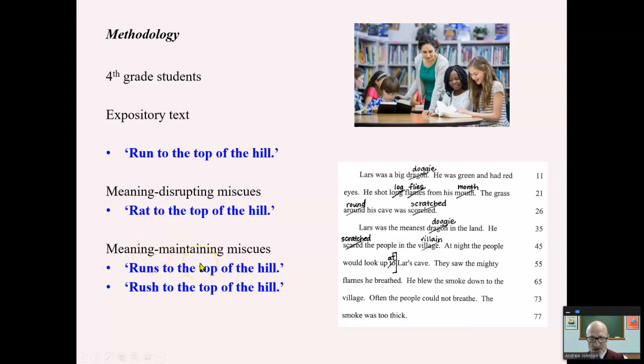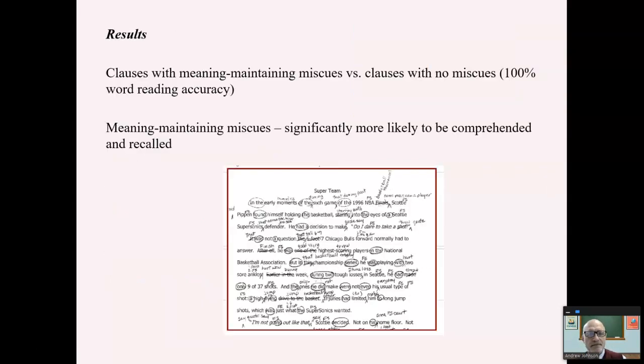Meaning maintaining miscues means that it maintains the author's intended meaning. It stays intact. Instead of "run to the top of the hill," the reader says "runs to the top of the hill" or "rush to the top of the hill." This maintains the author's intended meaning. It's a meaning maintaining miscue. This tells us a lot.